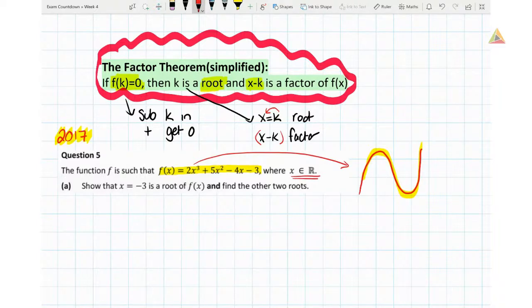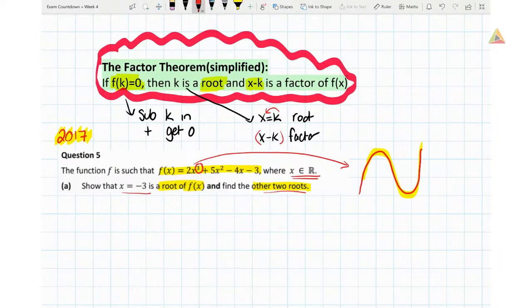And in part A, it asked us to show that x equals minus 3 is a root of the function. And then once we've done that, we're going to find the other two roots. Because remember, it's a cubic. The highest power of x is a 3. So that tells us there should be 3 roots. They're telling us, hopefully, x equals minus 3 is one of them. And there should be another 2 roots as well.